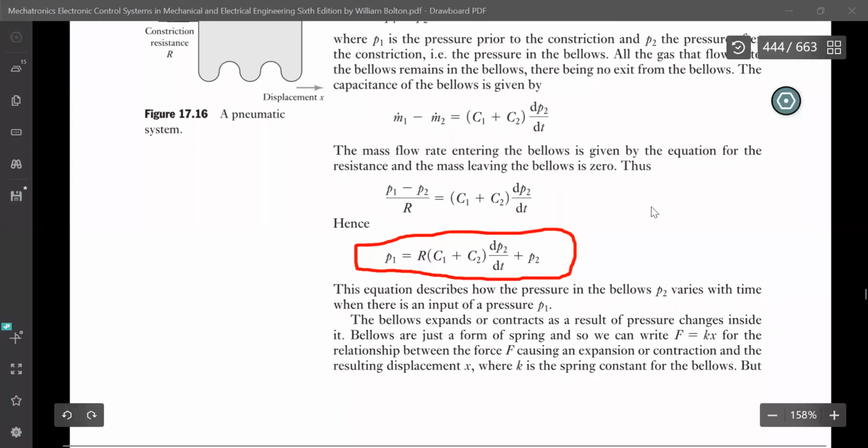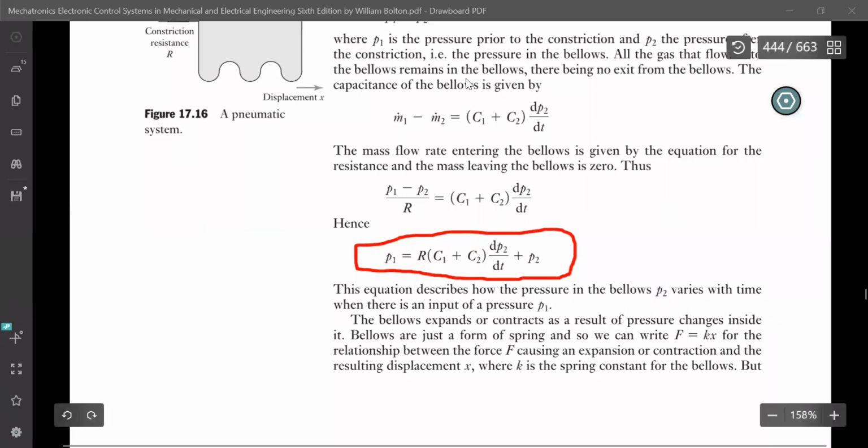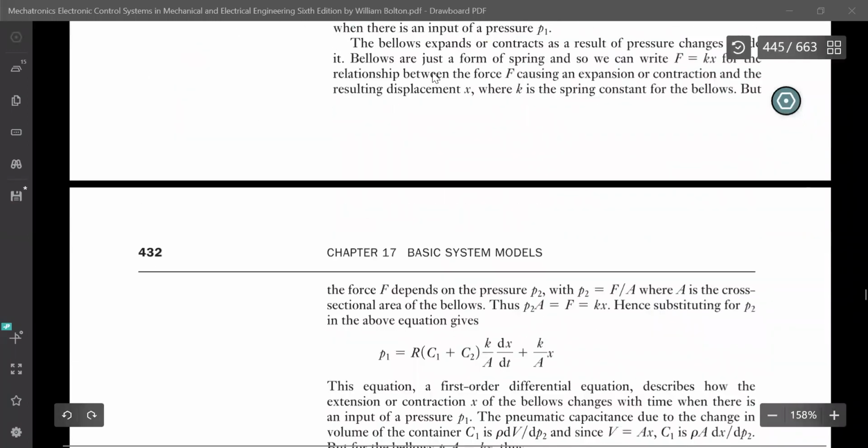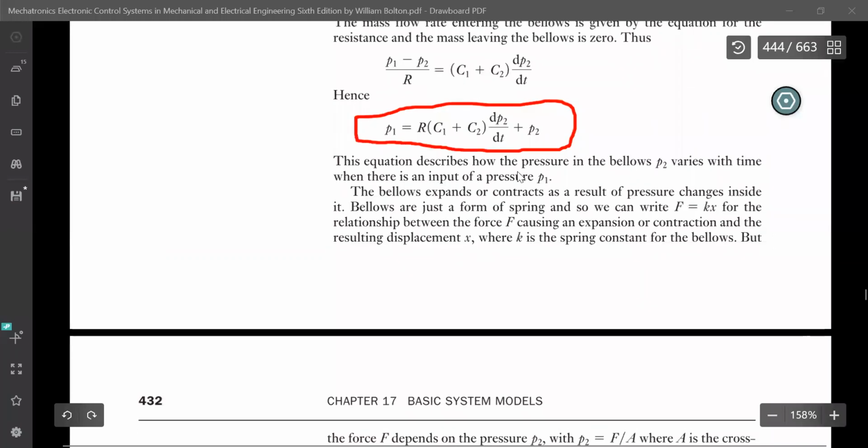Okay, so P1 is equal to R times C1 plus C2 into dP2 by dt plus P2. This equation describes how the pressure in the bellows P2 varies with time when there is an input of a pressure P1. So this equation describes how the bellows expand or contract as a result of the pressure change.